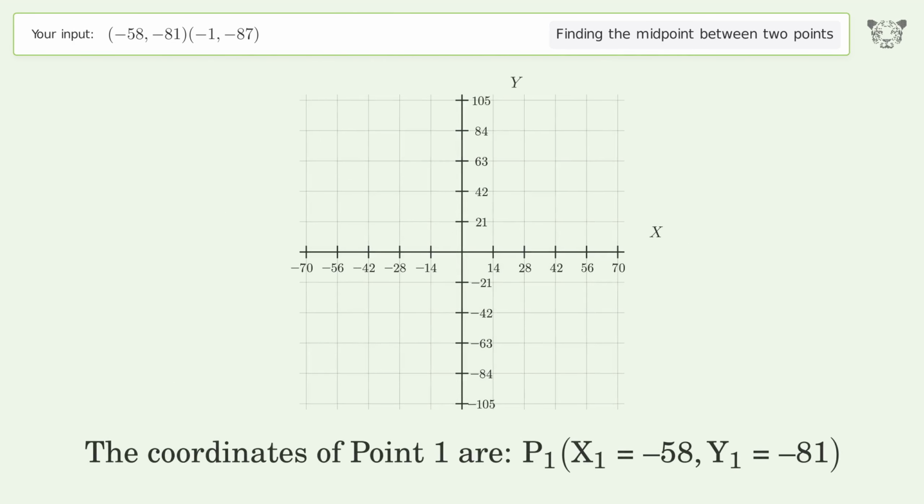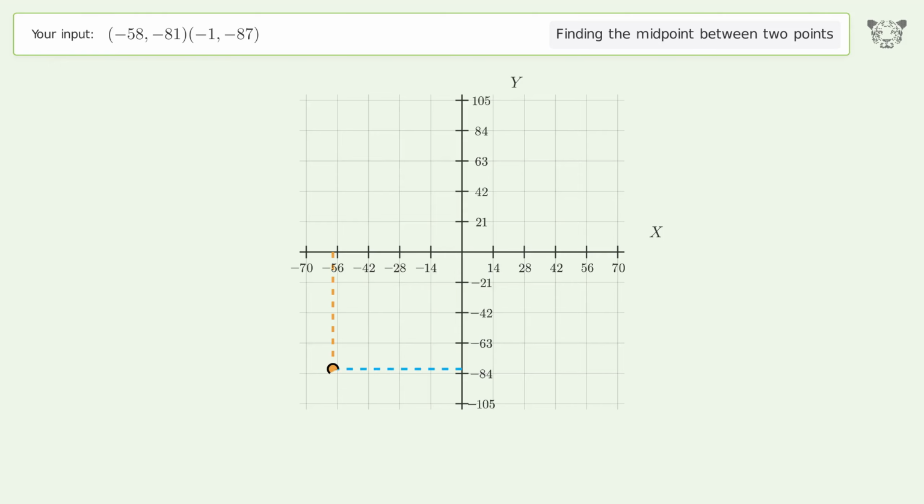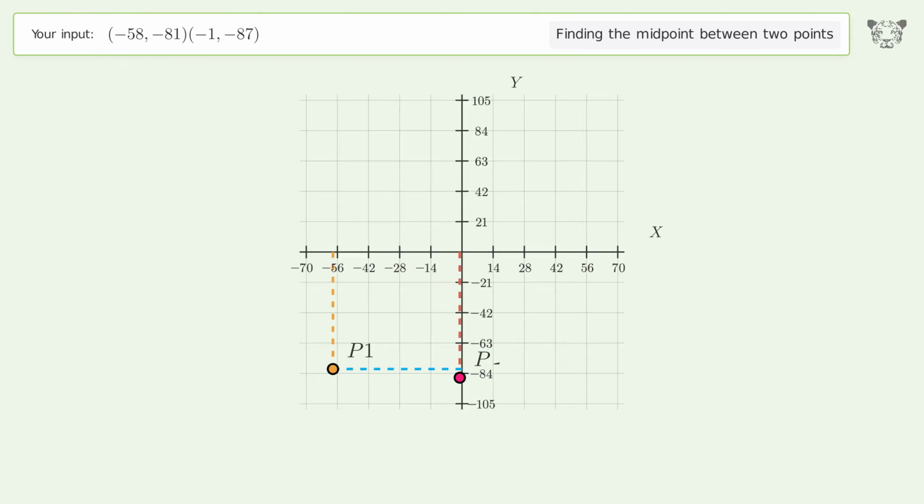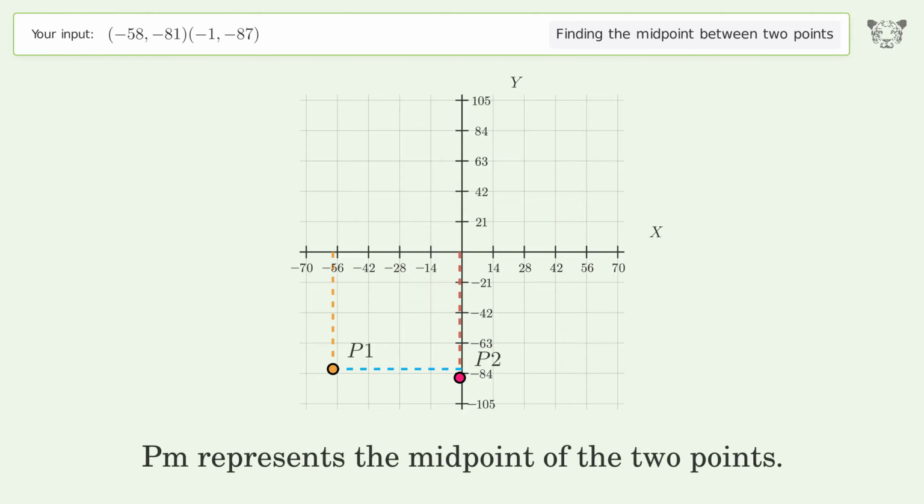The coordinates of point 1 are, x1 equals negative 58, y1 equals negative 81. The coordinates of point 2 are, x2 equals negative 1, y2 equals negative 87. PM represents the midpoint of the 2 points.